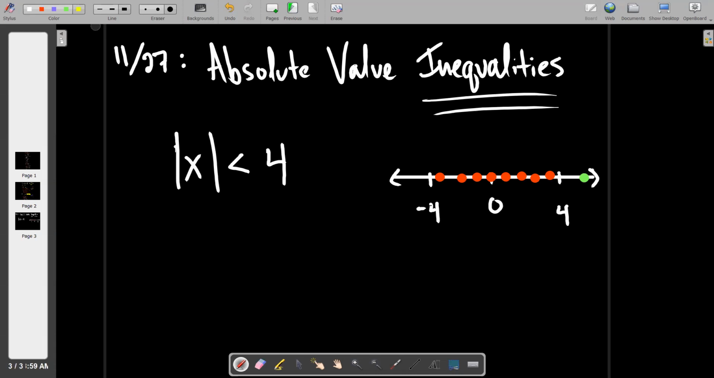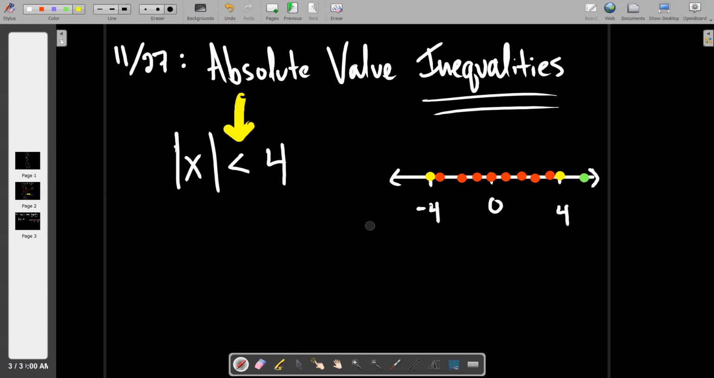Let me ask you this question. Does that yellow point work? Not in this case, it doesn't, does it? Because the inequality sign right here is very specific, and it says you cannot be 4 steps away from 0. You have to be closer than 4 steps from 0. So the yellow points in this diagram up here do not work. And in mathematics, we have a way to show that, right? We use just regular less thans or regular greater thans, not the or equal to variety.